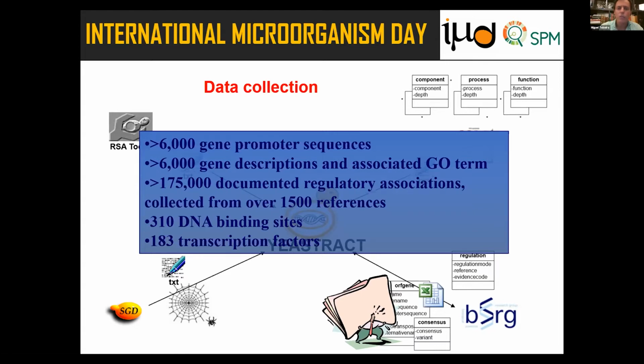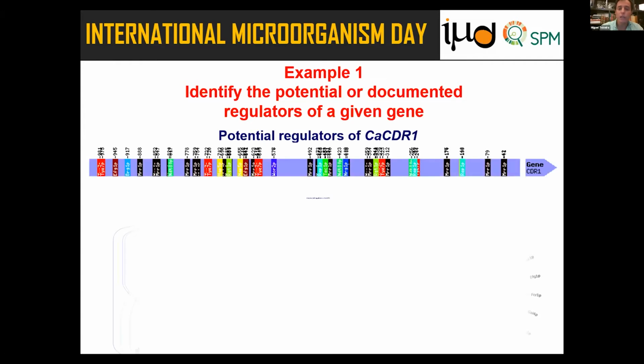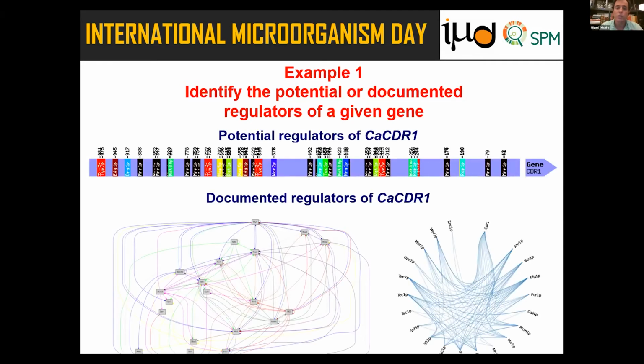And so let me give you a couple of examples. For example, the first thing we may want to ask is what are the regulators of a given gene? And we can do that, and let me show two ways we can see the response to this question. In the first case, we're seeing the potential regulators of a given gene, in this case CDR1, and by potential I mean all the transcription factors that have recognition sequences in the promoter region of the gene we are studying. Documented, we have all the transcription factors that are known to regulate, demonstrated to regulate the target gene we are looking for.